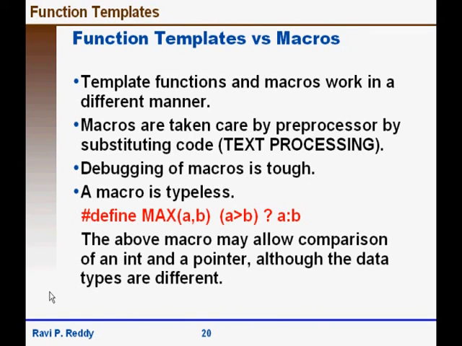Let's look at how function templates compare against macros. Template functions and macros work in very different manners. Macros are taken care of by text substitution or text pre-processing, so debugging of macros is tough. A macro is essentially typeless. For example, if we define a macro called max of A and B, the above macro may allow comparison of different types of data. There is no way to ensure that A and B are data of the same type.